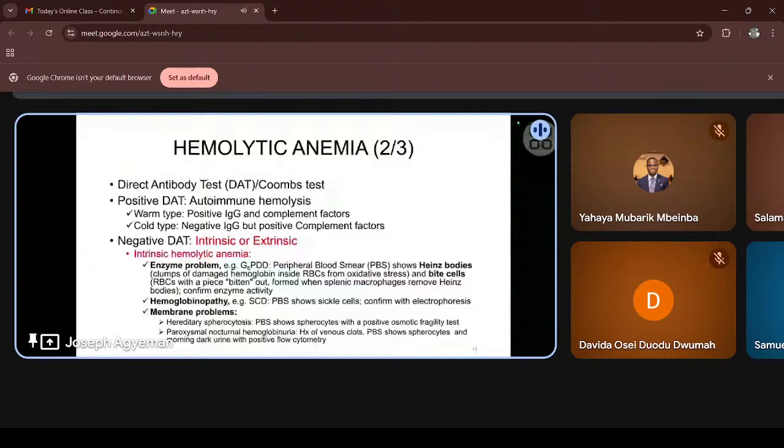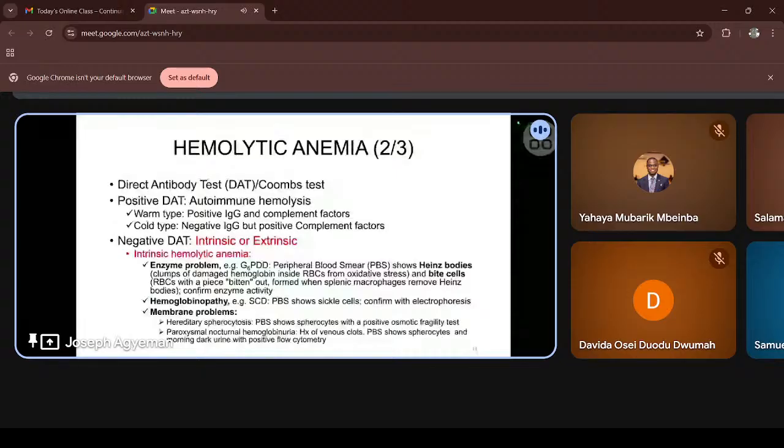So on peripheral blood smear, you observe red blood cells whose hemoglobin has been damaged. Such red cells are called Heinz bodies. Red blood cells with damaged hemoglobin, clumps of damaged hemoglobin as a result of oxidative stress, are referred to as Heinz bodies. Now, your body doesn't know any Heinz bodies.